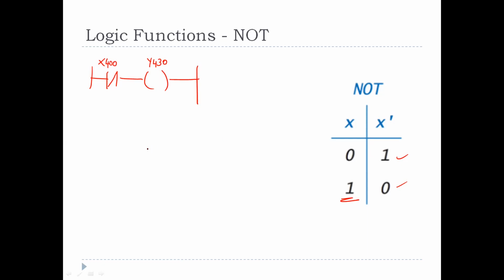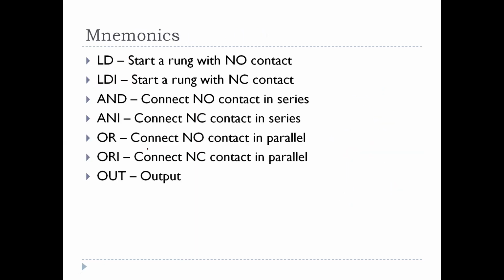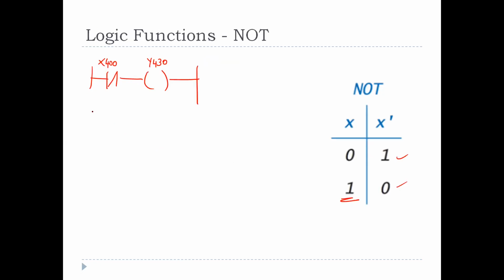Now we'll see the mnemonic for this. First we start the rung with the normally closed contact. For a normally closed contact it is LDI, so it is LDI X400. For output we saw OUT, so OUT Y430, and to indicate the program is over I'll write END. Here also we have to mention that the program is over, so END. This is for the NOT function.